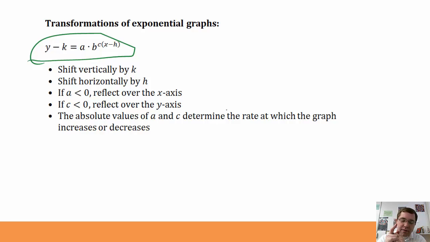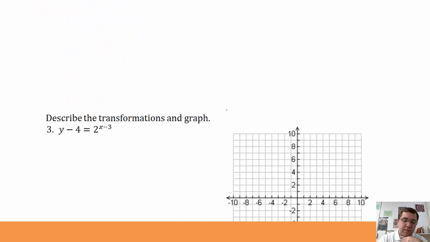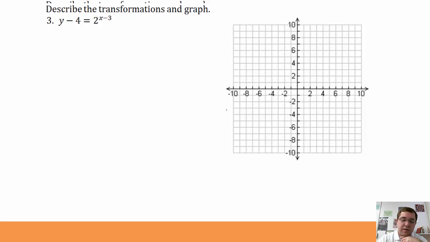I shift horizontally by h. If a is negative, if the number in front of the base is negative, I reflect it over the x-axis. If c is negative, if the number in front of x is negative, I reflect it over the y-axis. The absolute values of a and c determine the rate at which the graph increases or decreases. So let's see some examples. Let's describe the transformations and then graph it.